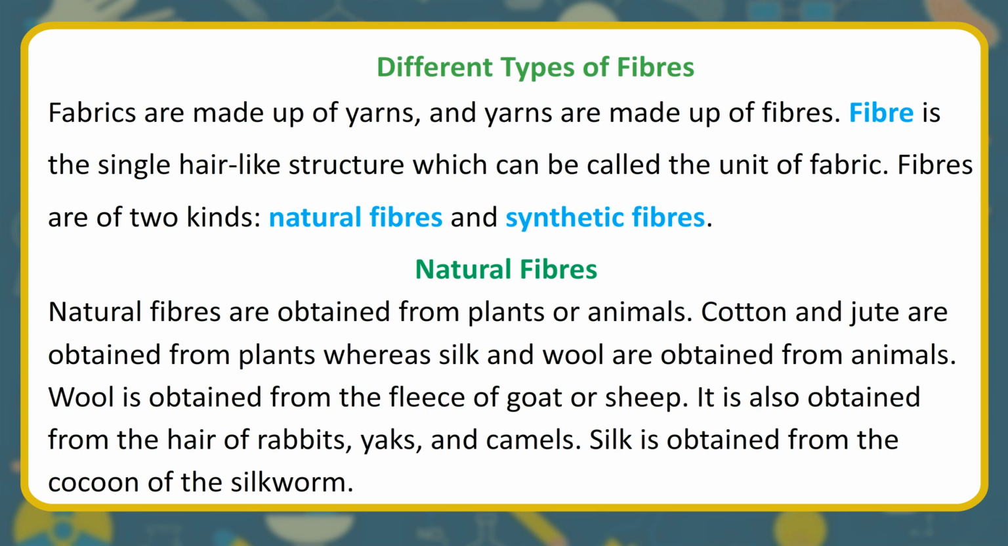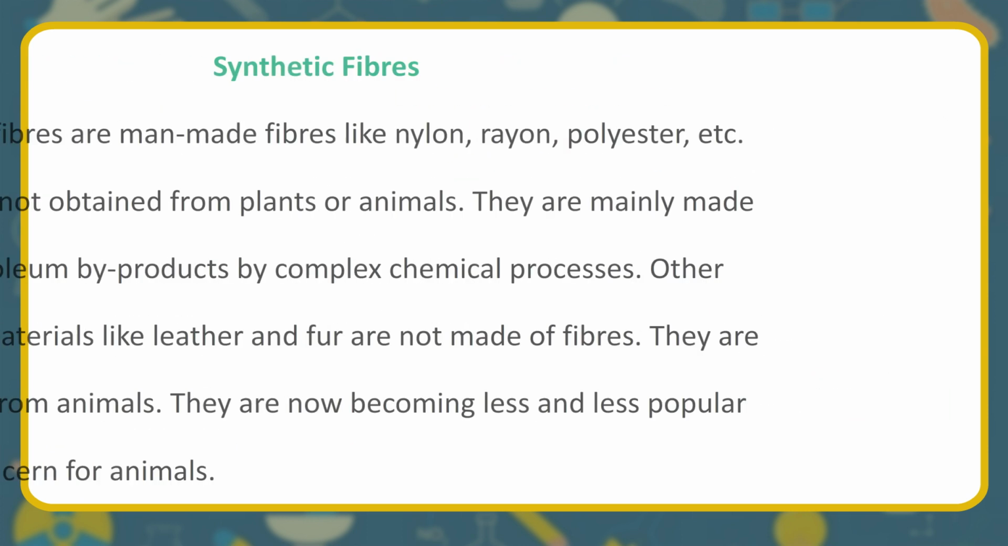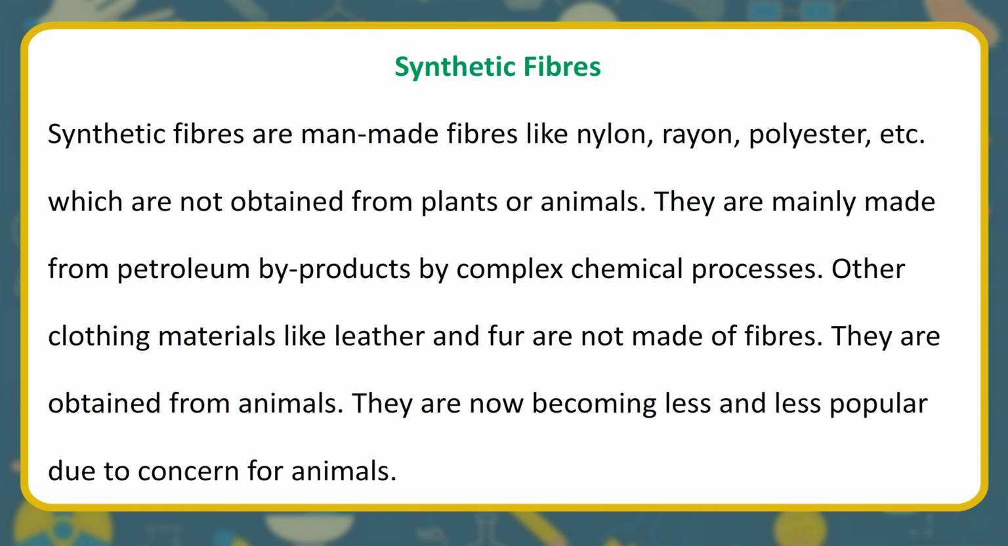Wool is obtained from the fleece of goat or sheep. It is also obtained from the hair of rabbits, yaks, and camels. Silk is obtained from the cocoon of the silkworm. Synthetic fibers. Synthetic fibers are man-made fibers like nylon, rayon, polyester, etc., which are not obtained from plants or animals.